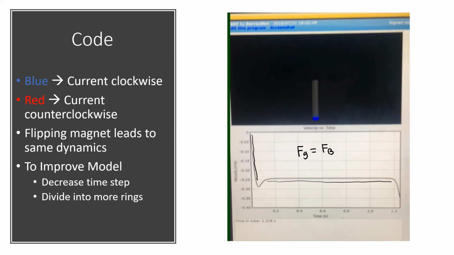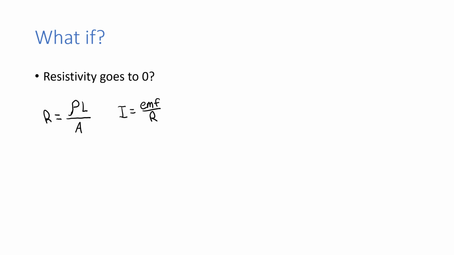It is also interesting to imagine what would happen if the resistivity of the foil went as close to zero as possible. Since resistivity is directly proportional to resistance, which is inversely proportional to current, and thus inversely proportional to magnetic force, the magnetic force should get closer and closer to infinity.